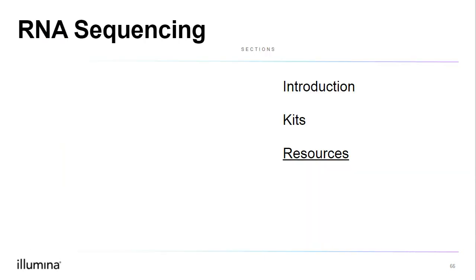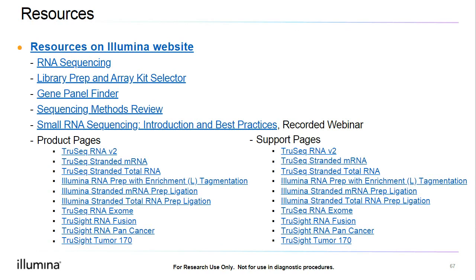Finally, let's talk about some additional resources that are available to you for RNA sequencing. Some resources available on the Illumina website include an RNA sequencing page that talks about all types of RNA sequencing. We also have the Library Prep and Array Kit Selector tool to help select the kit that would be best suited for your needs and input type. The Gene Panel Finder that can help you identify existing panels that contain your genes of interest.